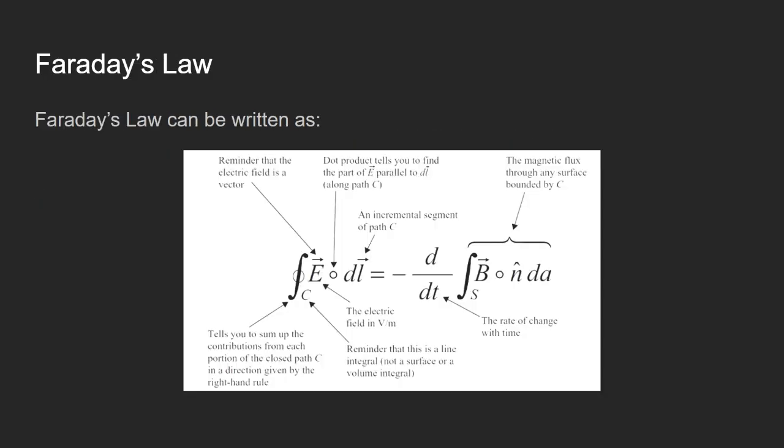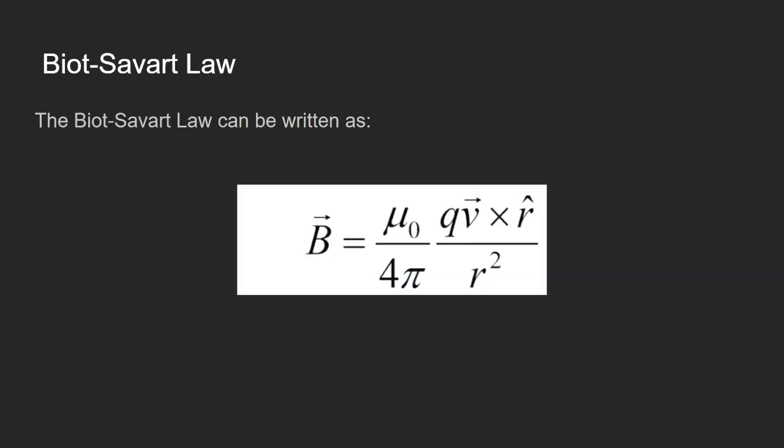Faraday's law can be written as the closed line integral of E dot dl, which is equal to the negative rate of change of the integral of the B field dotted with n hat times dA. The Biot-Savart law can be written as B is equal to mu naught over 4 pi times q v cross r hat over r squared.